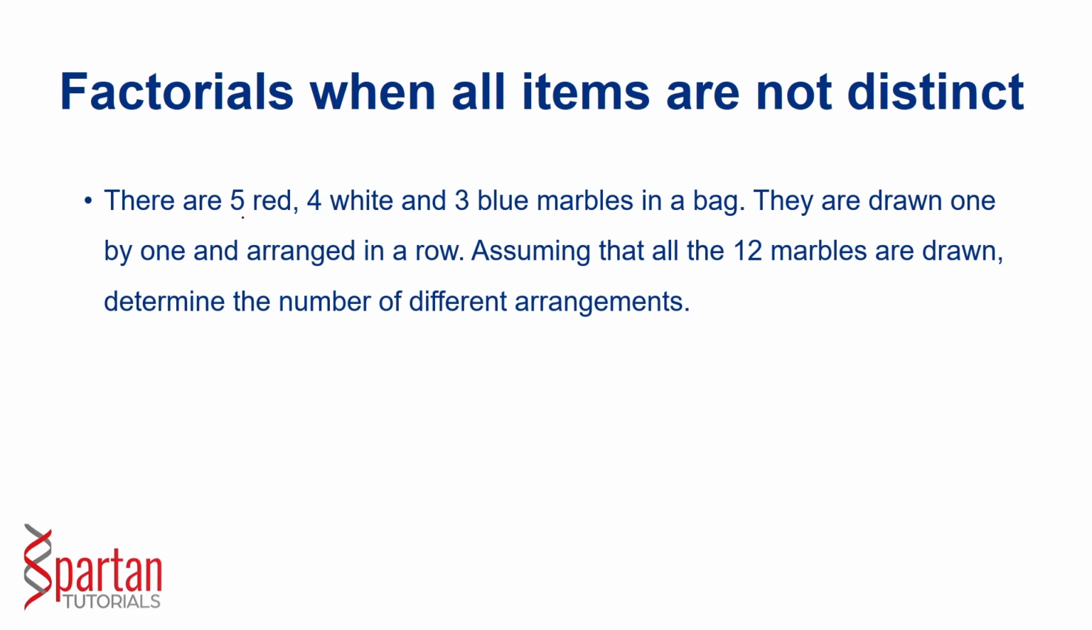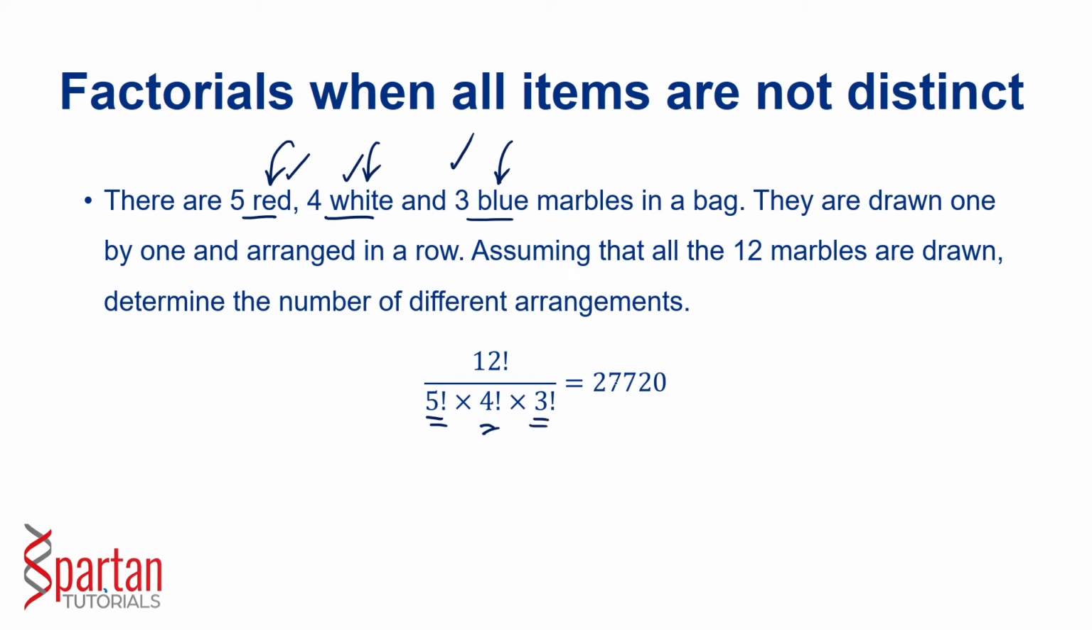For example, we have 5 red, 4 white and 3 blue marbles in a bag. They are drawn one by one and arranged in a row. Assuming that all the 12 marbles are drawn, determine the number of different arrangements. Now here all the items are not distinct. There are a few red marbles, a few white marbles and blue marbles. So the number of possible arrangements can be calculated using this formula as 12 factorial divided by 5 factorial for 5 red marbles, 4 factorial for 4 white marbles and 3 factorial for 3 blue marbles, giving us the number of 27,720 instead of just 12 factorial.